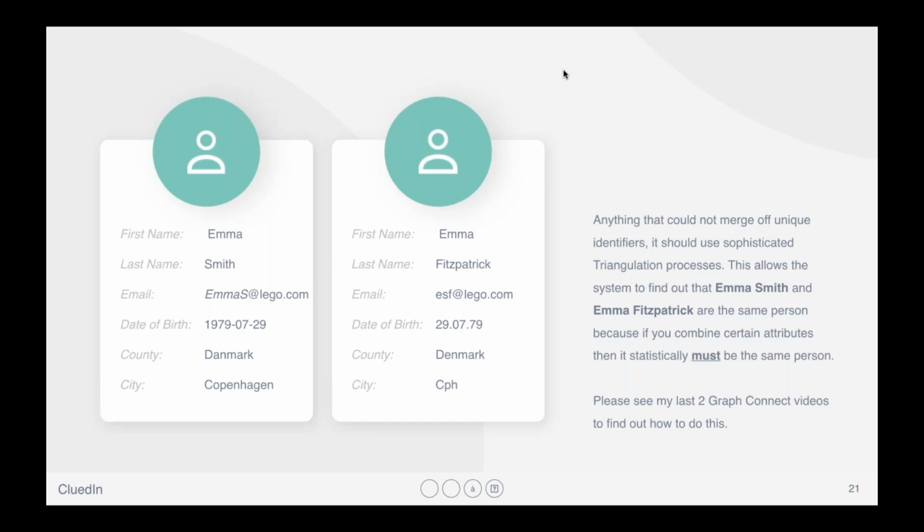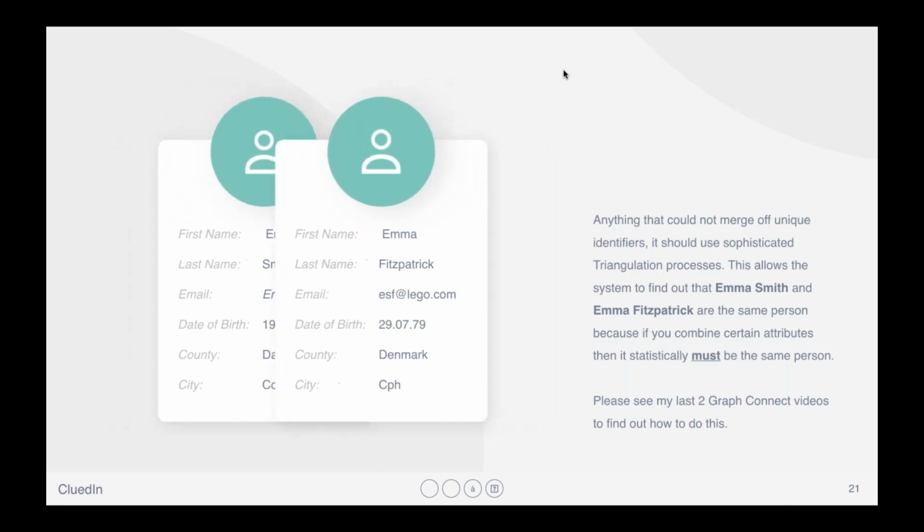The key importance here is we're going to use multiple different techniques of merging, and we're going to weigh up the average or the mean weights of the scores across these multiple techniques to be confident with a final merge.